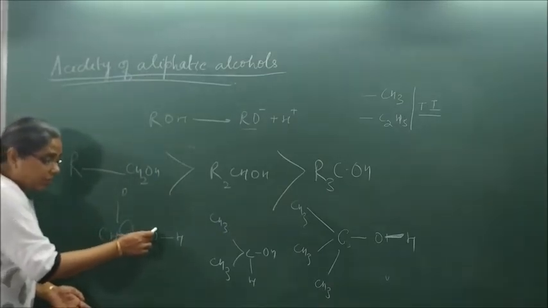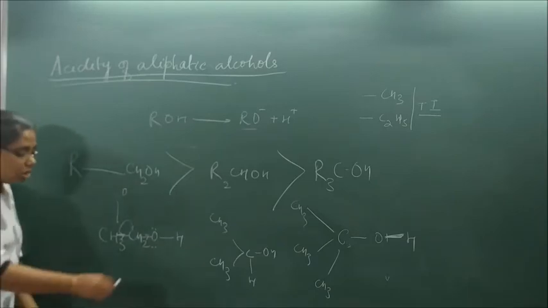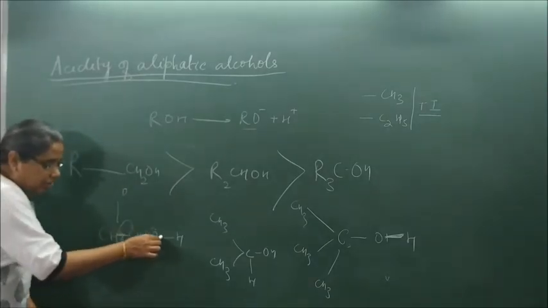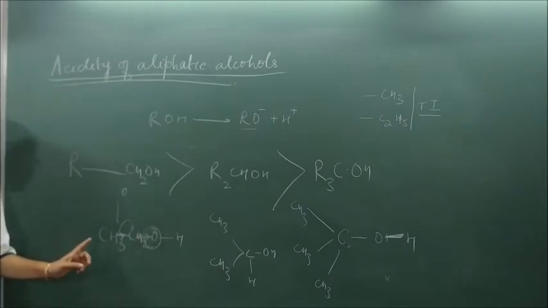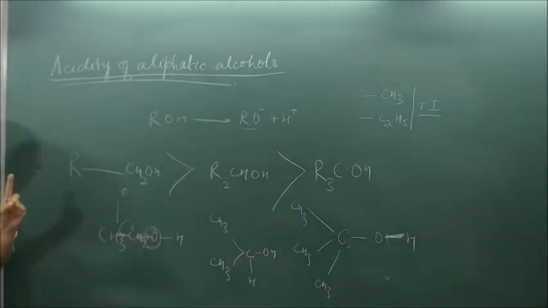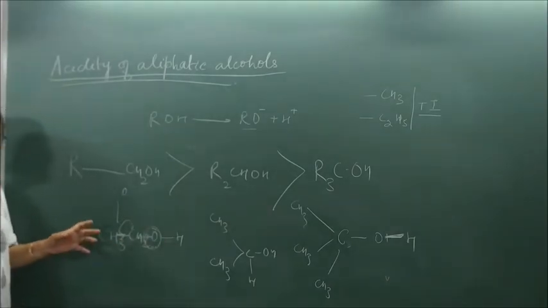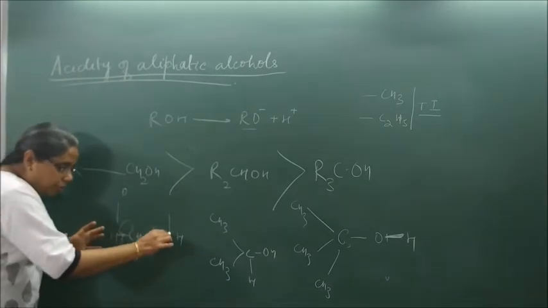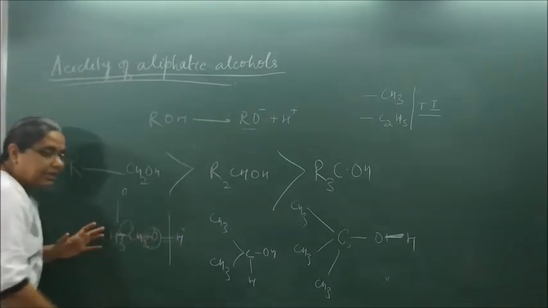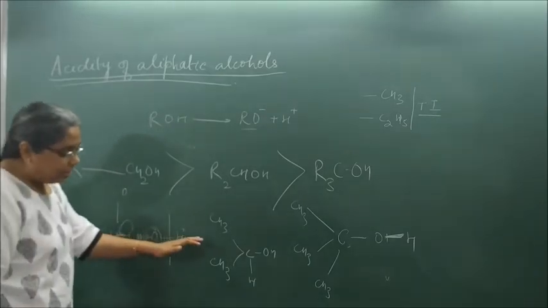Oxygen already has what? Lone pair electrons. So the electron density over this oxygen atom increases a little bit because it has only how many group? One alkyl group, and the polarity of the OH bond is slightly disturbed, but then this OH bond can easily break and give H as H plus ions. Correct?